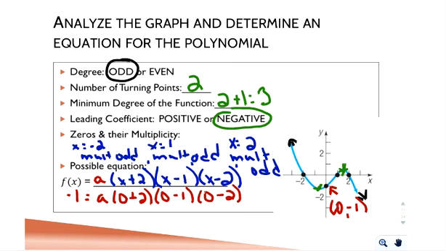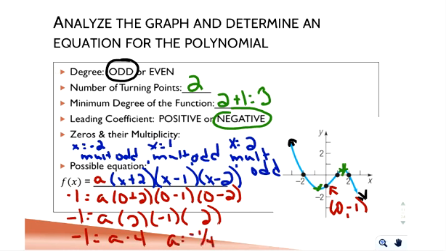All right, so let's see. So negative 1. This is going to be 2 times negative 1 times negative 2. So that's negative 1 equals a times positive 4. Divide both sides by 4. A is negative 1/4. Okay.